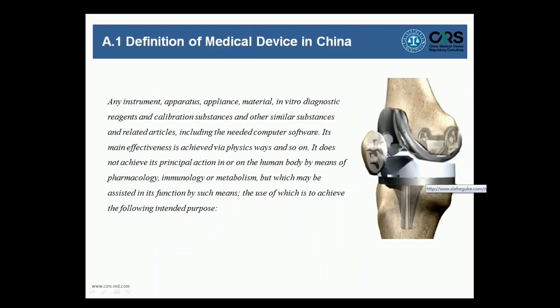Medical devices in China are defined as any instruments, apparatus, appliance, material, in vitro diagnostic reagents, calibration substance and other similar substance and related articles, including the needed computer software. Its main effectiveness is achieved by physical ways and so on. It does not achieve its principal action in or on the human body by means of pharmacology, immunology, or metabolism, but may be assisted in this function by such means, the use of which is to achieve the following intended purpose.